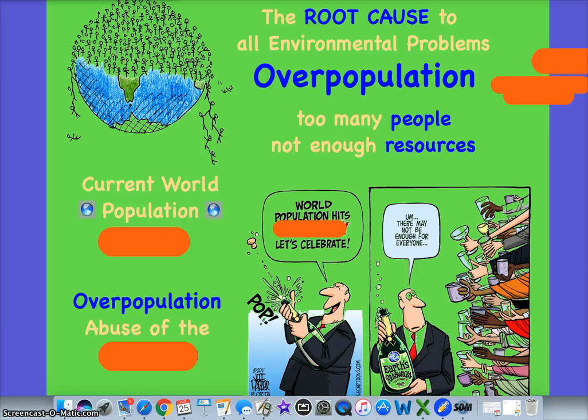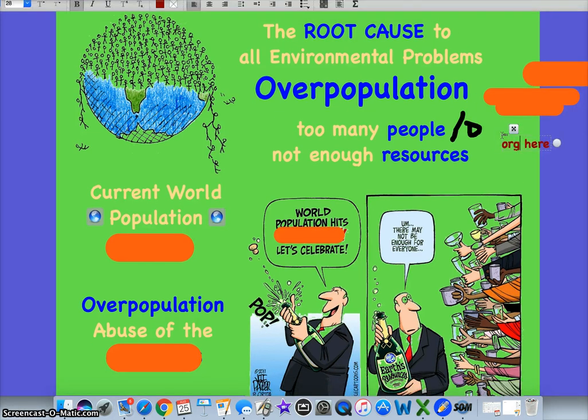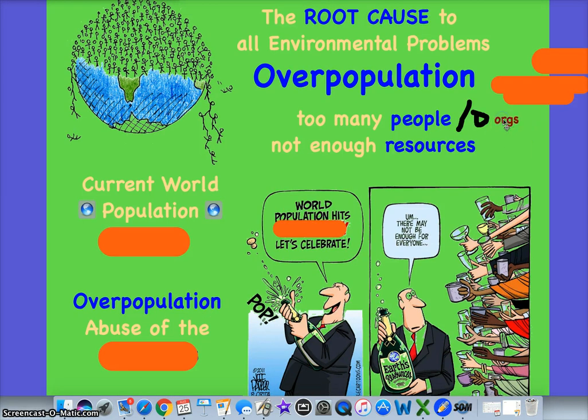So right here, you could do people/organisms, or orgs if you want. Because it's not just people. We're talking about overpopulation because we are the problem. Our population is the problem or the root cause, but overpopulation by definition could be anyone.